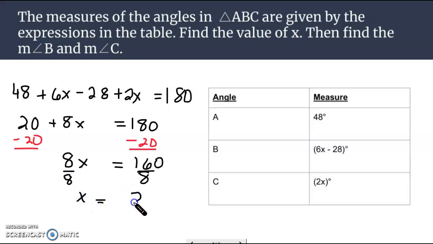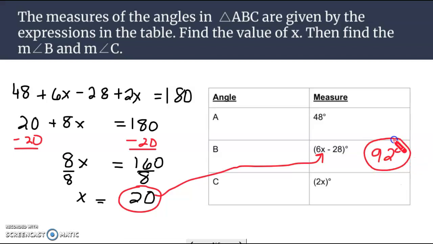Now that's just the value of x. That doesn't tell us anything about the angle measures. We're going to take that 20 and substitute it in for this x right here. 6 times 20 is 120. 120 minus 28 is 92 degrees. This angle is 92 degrees. That would be angle B. We don't have to figure out angle A because they already tell us it's 48. But then we're going to take this 20 again and just substitute it in right here, and 2 times 20 is 40. The missing angle is 40 degrees.